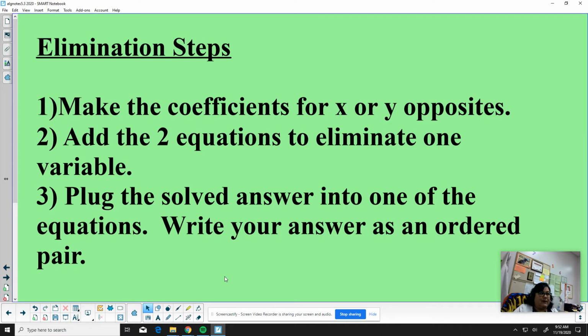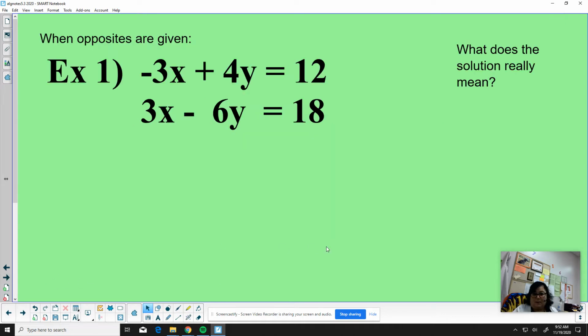All right, so here are the steps. Go ahead and press pause and write the steps down. And then we'll go through a real example and talk about the steps. All right, so if I'm going to do the first problem here, remember that my answer is an ordered pair. The solution really means where the two lines cross.